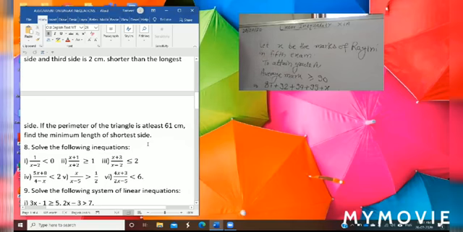So here you have to find the length of the shortest side. So first you assume that to be x.